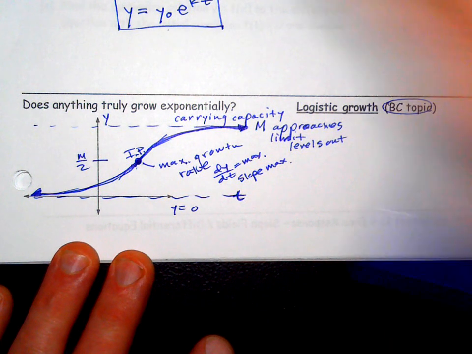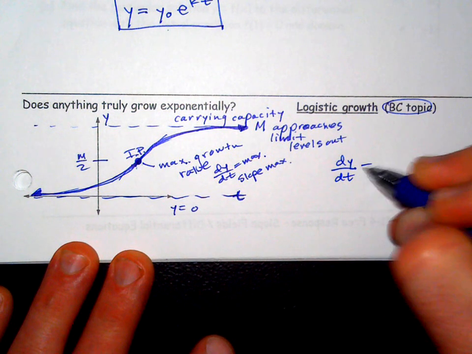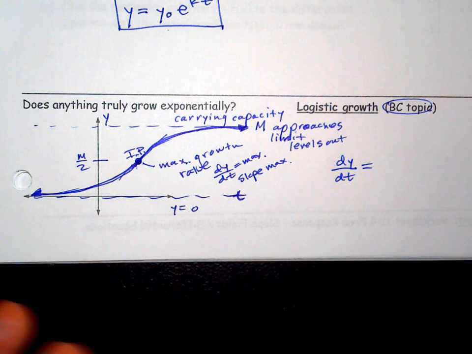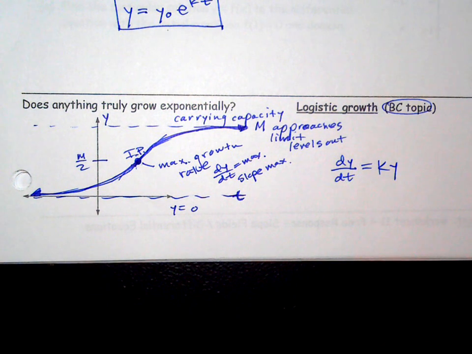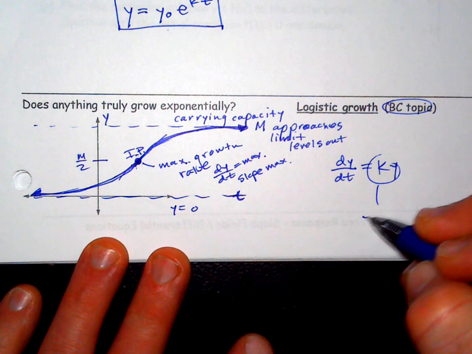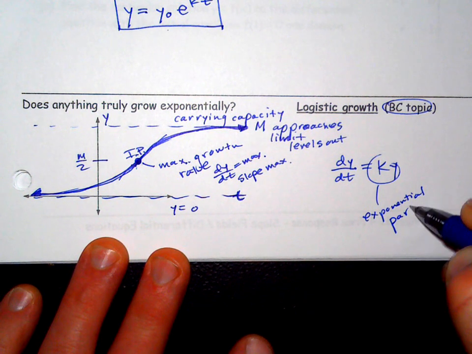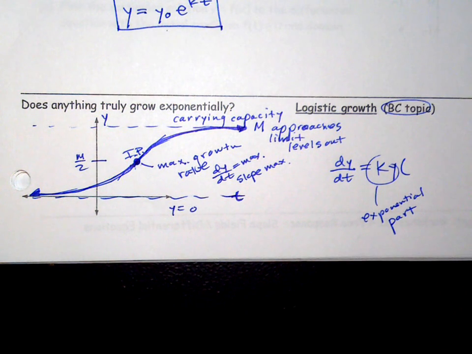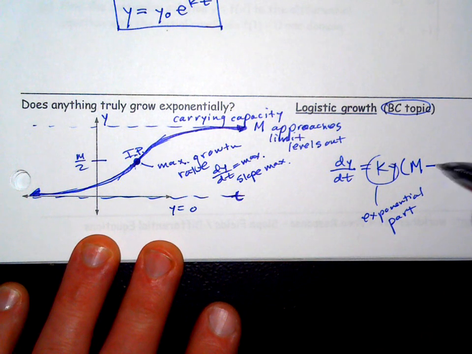So anyways, the equation for it. And this is all just some extra information. When you take Calc 2 next year, BC, you'll get to do this for real. It has an exponential part to it. At first, it grows exponentially. So it has that ky, that exponential part to it. But then it has this other part that, as the y value gets bigger, makes dy/dt get smaller and go to 0. So what it is, it's the carrying capacity minus y.